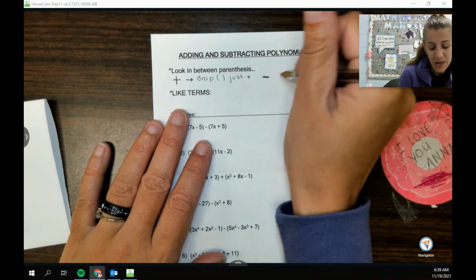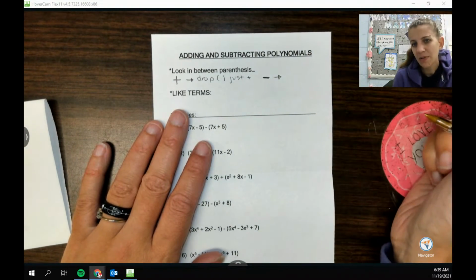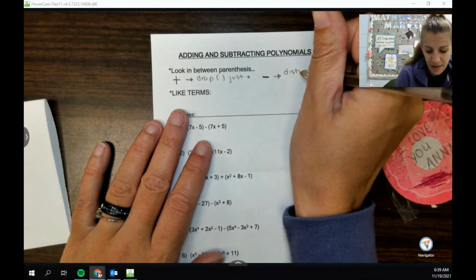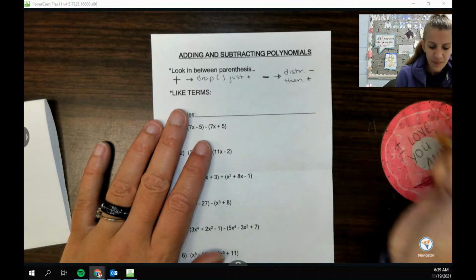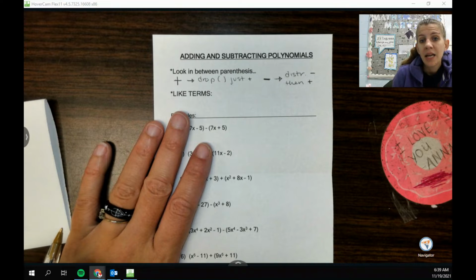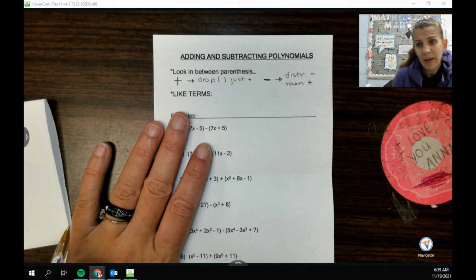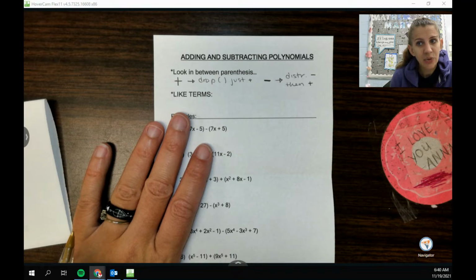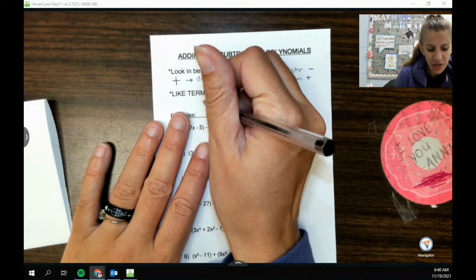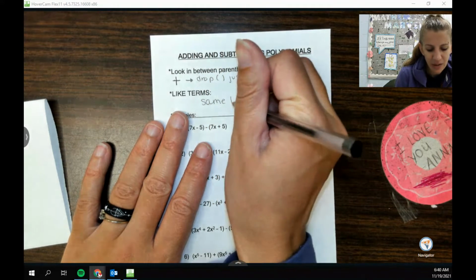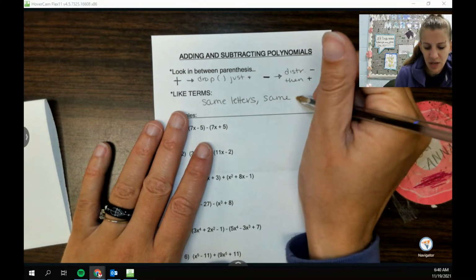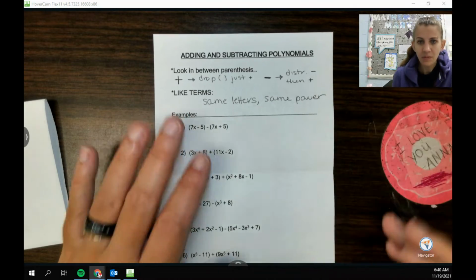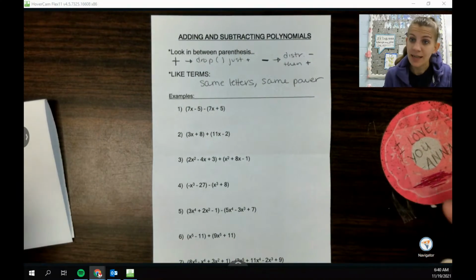If you look in between the parentheses and you see a subtraction sign, though, you do have to be a little bit more careful. You should distribute the negative, then add to that second set of parentheses. Now the thing about addition and subtraction, though, you do have to be a little bit careful. They're very picky. You can only add like terms. And what I mean by a like term is the exact same letter or letters and the exact same power or powers. So same letter, same power. And that's how I'll know that I can add them up or subtract them.